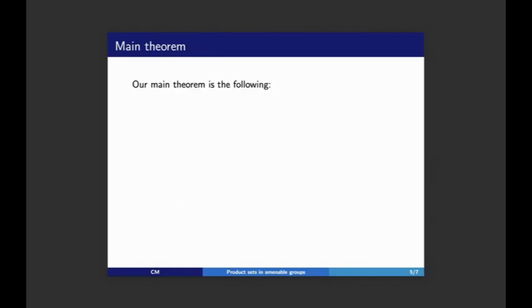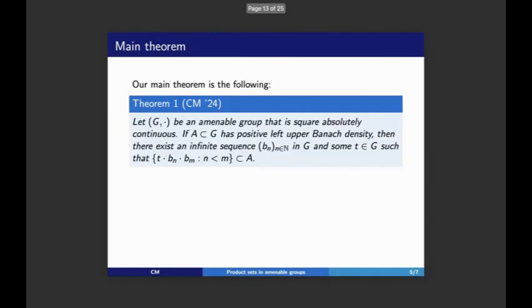So now we're ready to state our main theorem. Our main theorem says that given an amenable group G that is square absolutely continuous and a set A in G which has positive left upper Banach density, there always exists an infinite sequence B_n and some element t in the group, so that the product set t times b_n times b_m, where n is smaller than m, is contained in A.